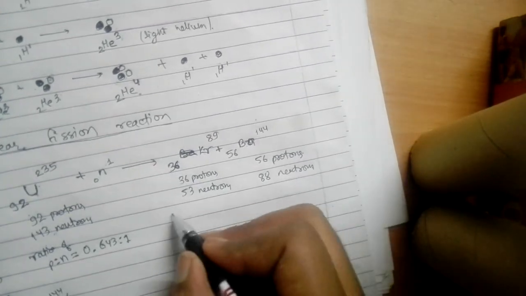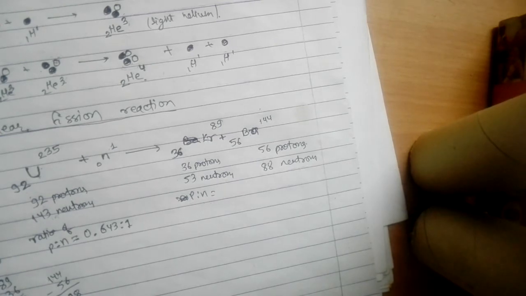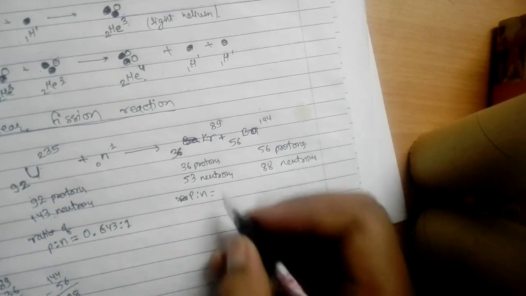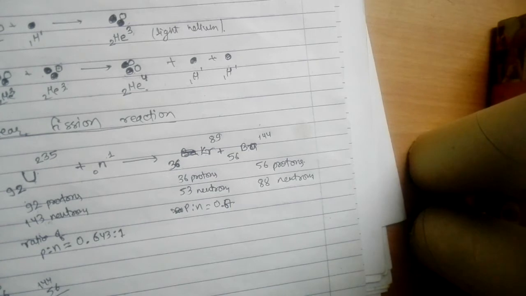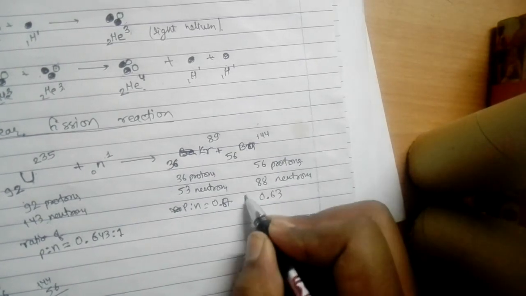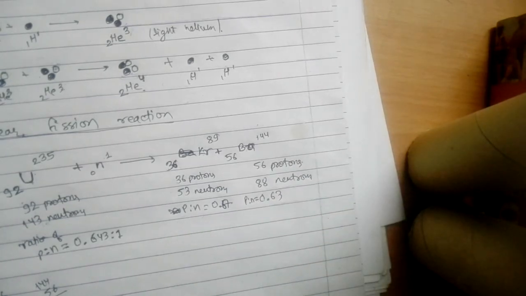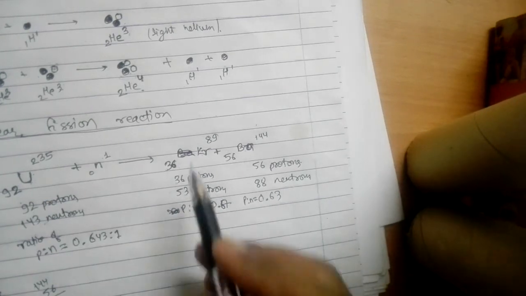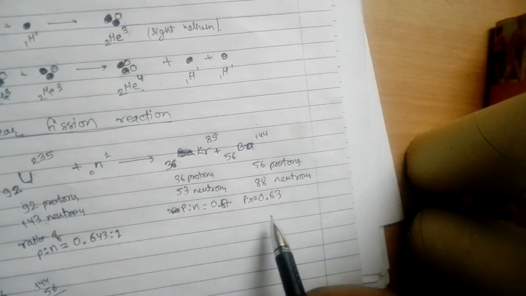Okay, now let's calculate their ratio, P is to N. For krypton, it is 36 divided by 53, okay, 0.67. And here 56 divided by 88, again 0.63. Okay, did you notice the ratio of proton to neutron? It says that the nucleus becomes stable at a certain ratio.